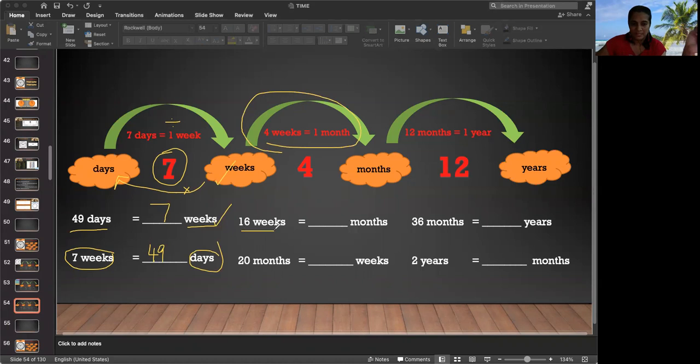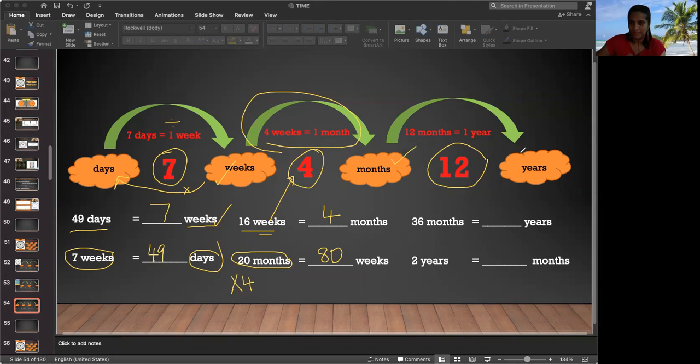So if you have 16 weeks, how many months is that? Take 16 and divide by 4 and you will have 4 months. If you have 20 months, how many weeks is that? If 1 month is 4 weeks, 20 months is 20 times 4, and that will give you 80 weeks. What is important is you're either dividing or multiplying with these conversion numbers that sit in between the units.